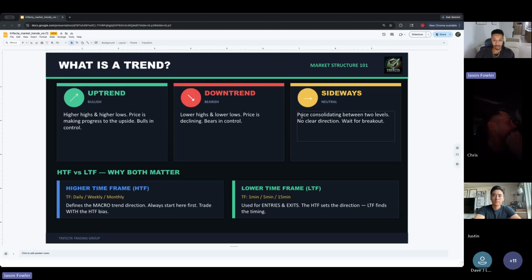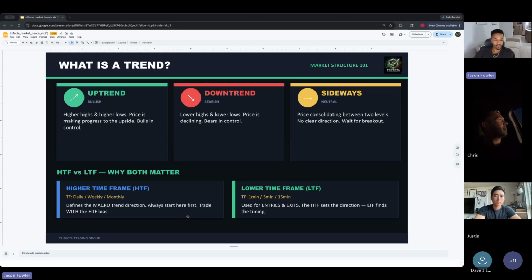And then sideways, price consolidating. There's not really much clear direction. I always say buyers and sellers are in agreement during that time period, because no one's winning, right? In an uptrend, bulls are winning, and in a downtrend, bears are winning. In a sideways trend, no one's winning. It's a range-bound market, which isn't ideal for anyone, unless you're trading the range.